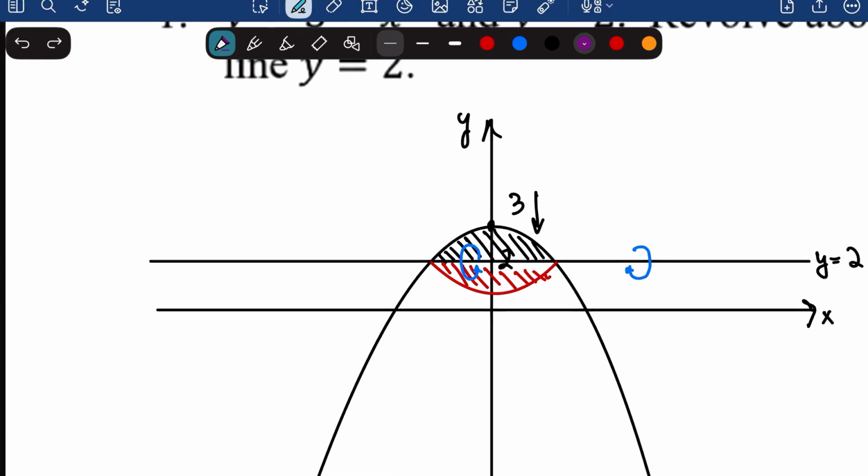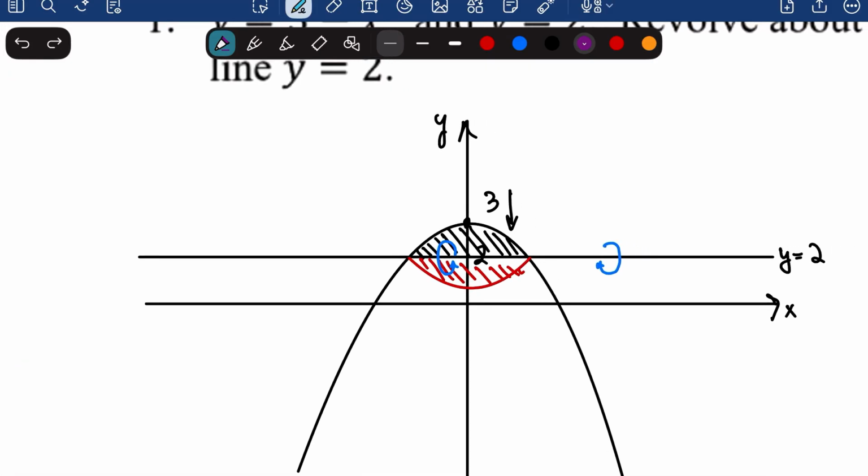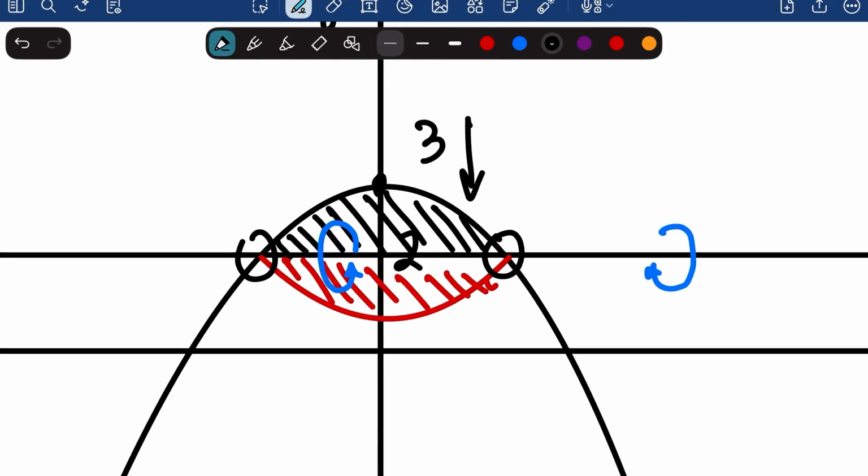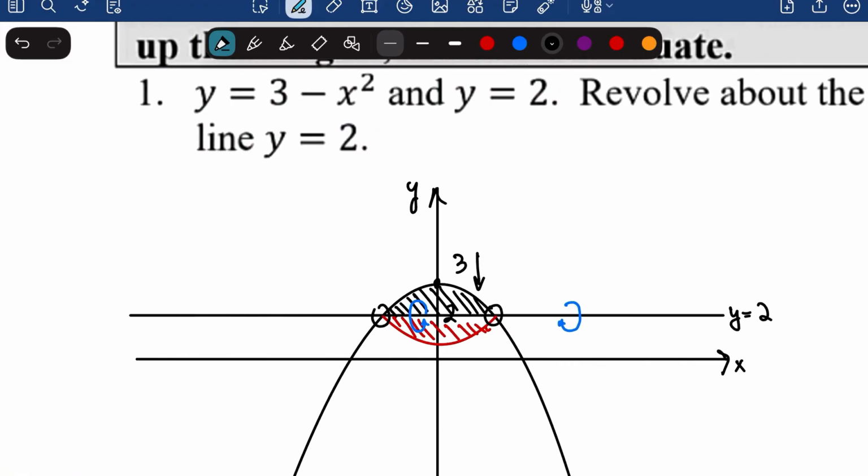All I'm saying is that in order for me to set up my integration over here, since I'm doing a line perpendicular to the x-axis, I must find the bounds of the integration. And the bounds of the integration should be x values. Now, what are these 2 points that I circled over here? They're basically the intersection points between y is equal to 3 minus x squared and y is equal to 2. So, for this reason, I'm going to set them equal to each other.